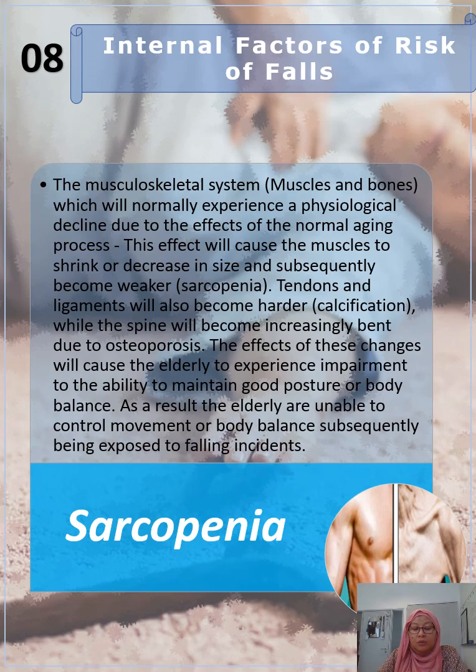Tendons and ligaments will also become harder or calcified, while the spine will become increasingly bent due to osteoporosis. The effects of these changes will cause the elderly to experience impairment in the ability to maintain good posture or body balance. As a result, the elderly are unable to control movement or body balance, subsequently being exposed to falling incidents.